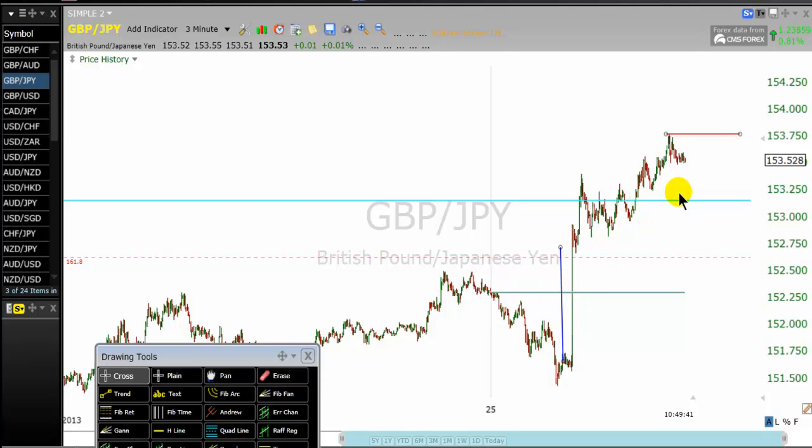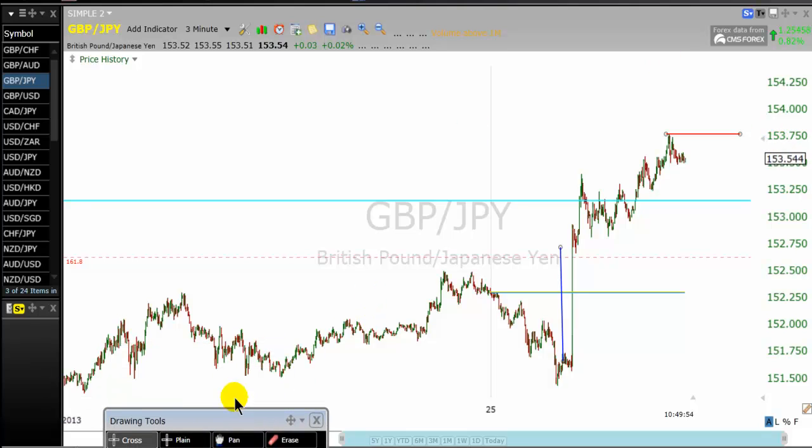So selling the pound yen currency pair at 153.53. Stop loss at 153.77. Okay, let's continue. I want to show you another financial instrument, the USD yen.